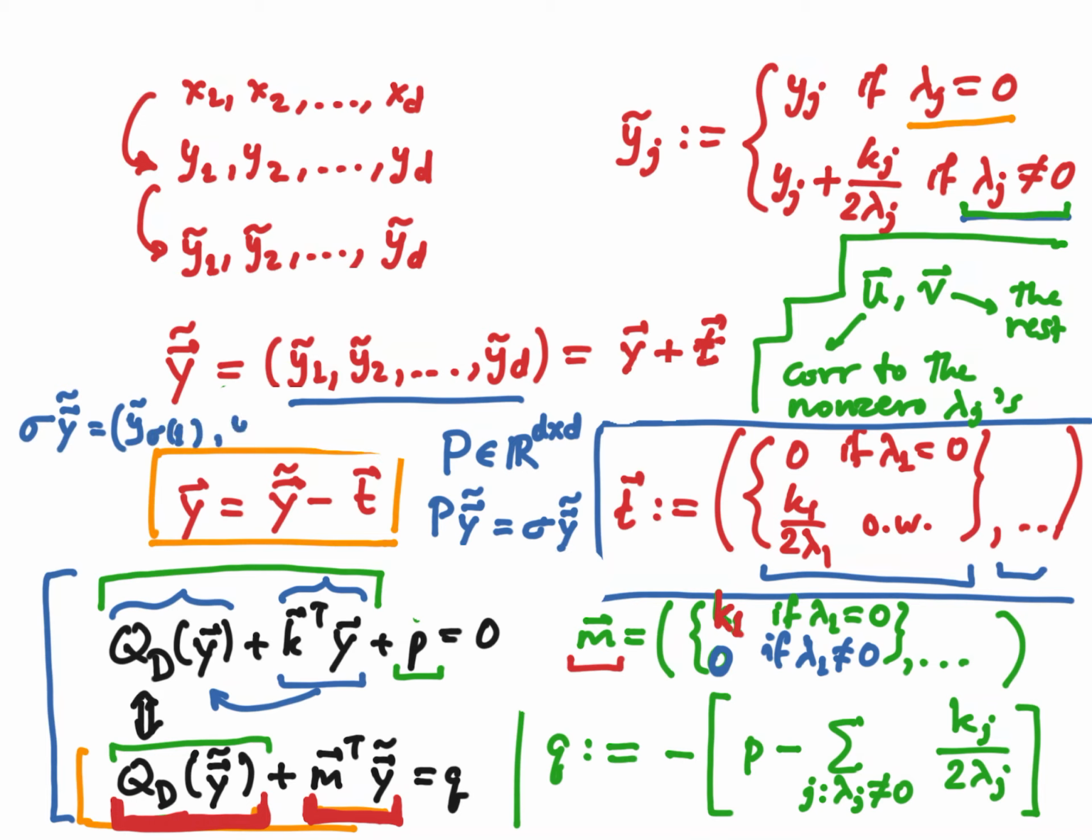It'll be y tilde sigma of 1, y tilde sigma of 2. Right? So sigma of 1 is just the first element of that permutation, which could be, let's say, 7. So you'll have y tilde 7 as the first component. Then maybe sigma 2 is 3. So the next component will be y tilde 3, and so on.